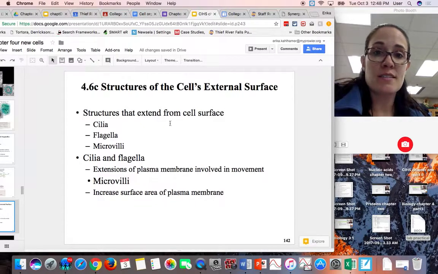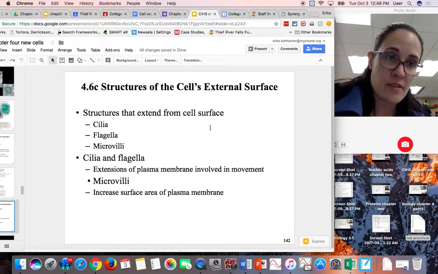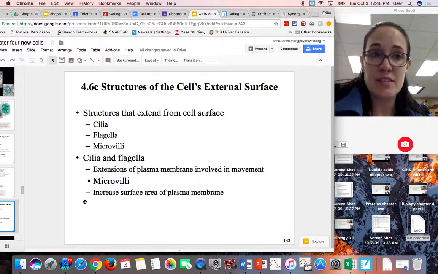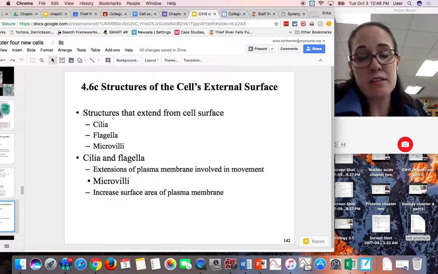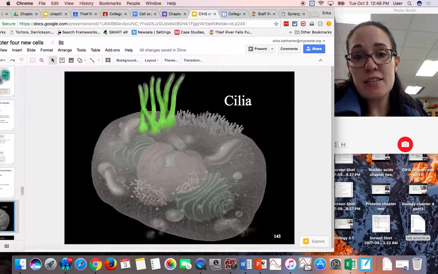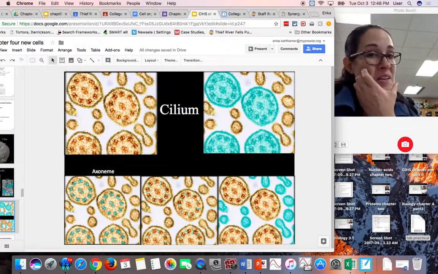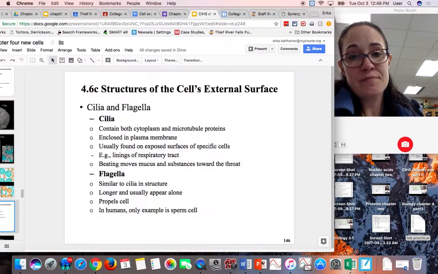The cell also has cellular extensions, so not within the cell but attached to the plasma membrane: cilia, flagella, and microvilli. Cilia and flagella are involved in movement of some sort, and microvilli are just going to increase the surface area for chemical reactions to happen in the plasma membrane. So there's what cilia looks like. There's actual pictures underneath the microscope, which is awesome. So there's cilia compared to the microvilli. Cilium, they look like this cross-sectionally.